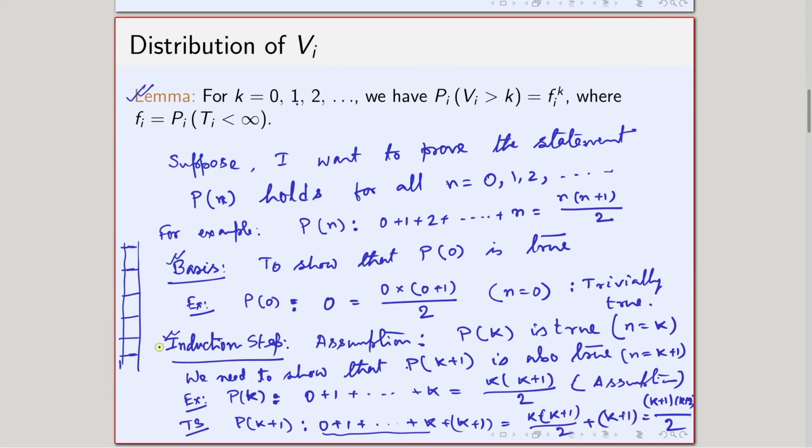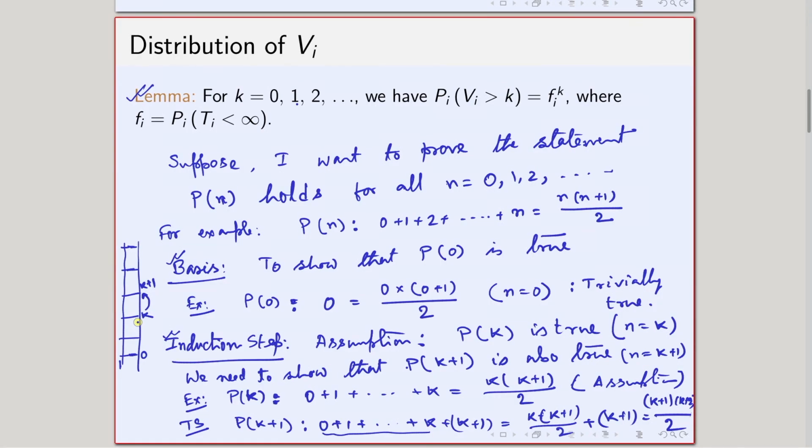And then induction says that if I am on the kth rung, then I can move to the (k+1)th rung. If both of these are true, that I can be on the bottom rung, and that from any rung I can move to the next rung, then using mathematical induction, I can climb as high as I want. That is basically mathematical induction in very layman's words. So, with this understanding, let us now proceed to the proof of this lemma.